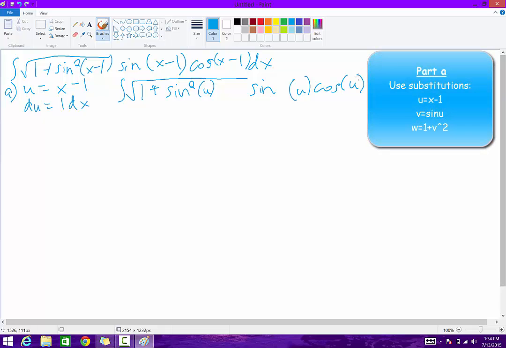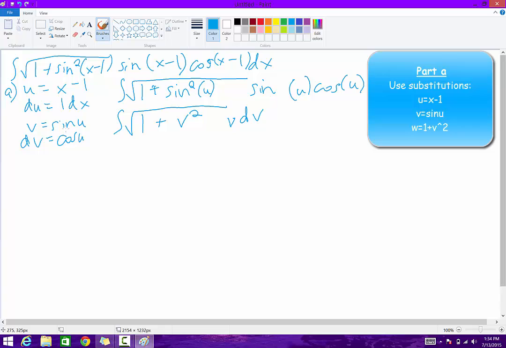Next, we would perform the substitution v equals sine of u. So then, if we substituted v, we would have the integral of the square root of 1 plus v squared, times v dv, because dv equals cosine of u, which is the derivative of sine u.